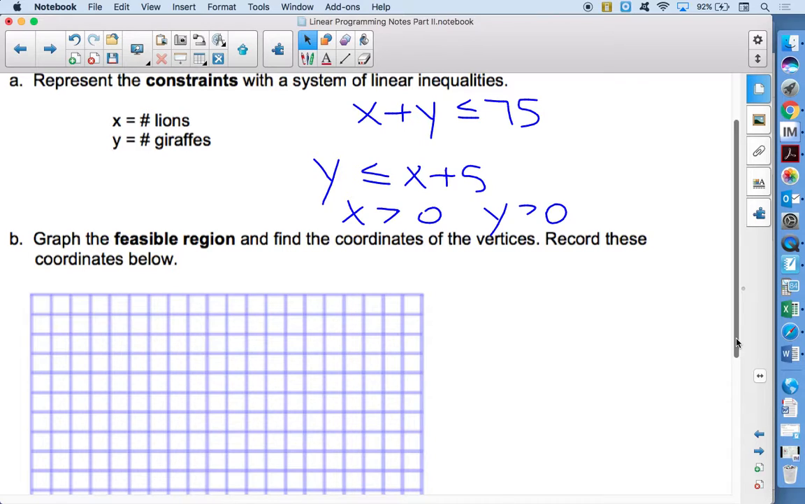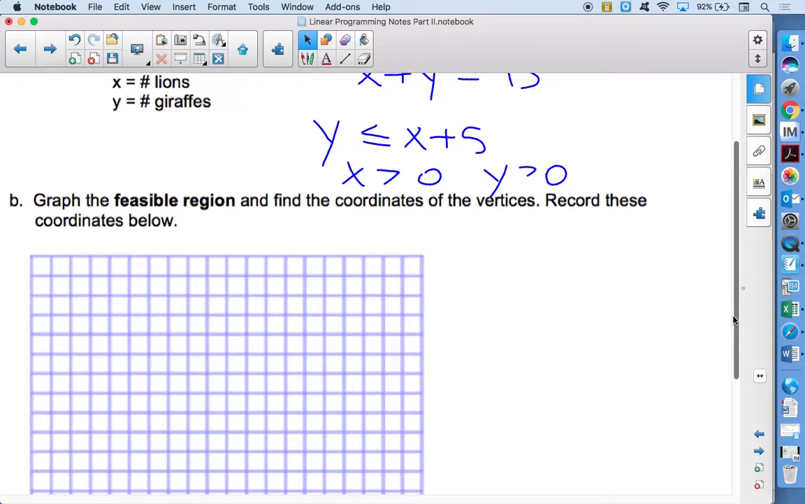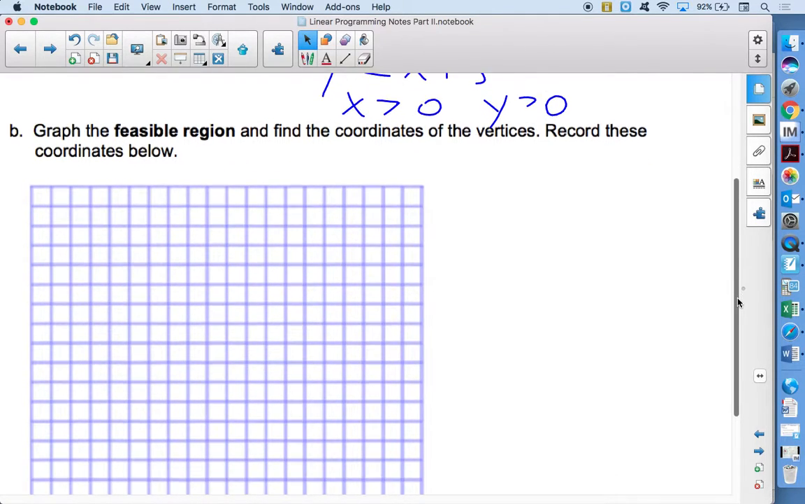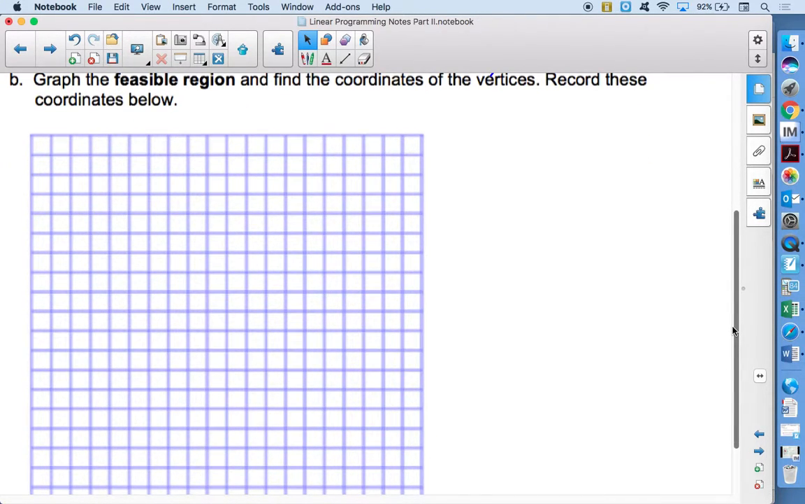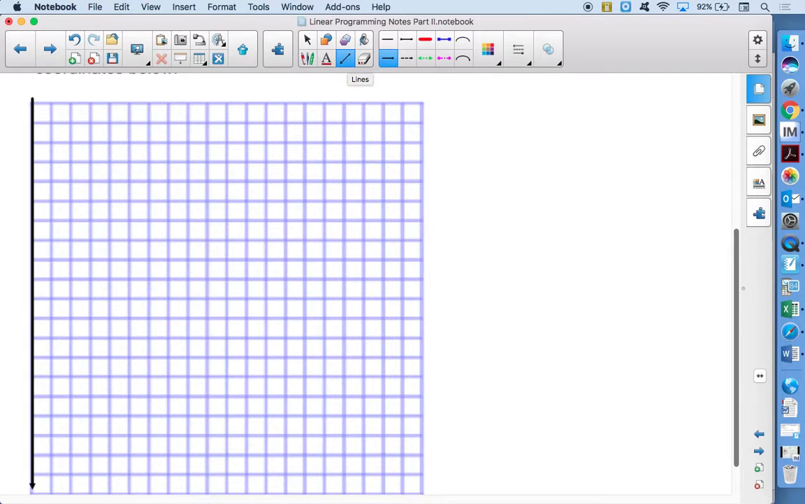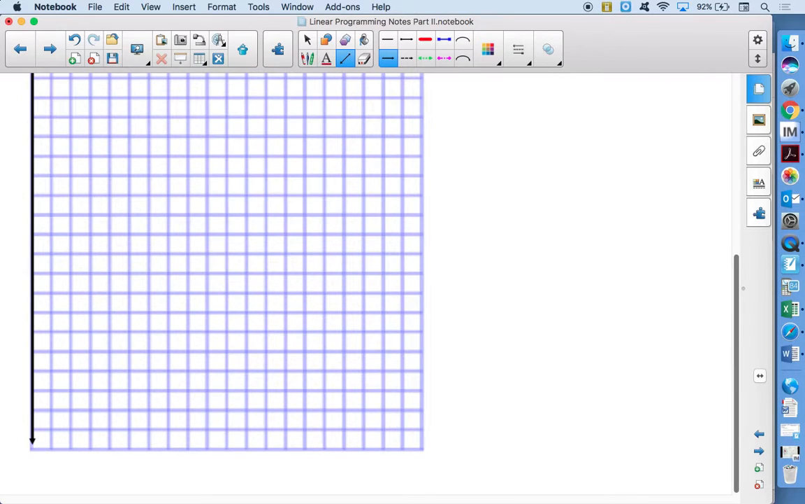Okay, so it wants us to graph the feasible region and find the coordinates of the vertices. If we're finding the coordinates of the vertices, essentially you want to find the places where the lines connect or meet. When you look at the graph, because x and y are greater than or equal to 0, you can make the edge of the graph your x and y axis. So you don't need to put it in the middle of the graph. And then we'll graph those two lines.